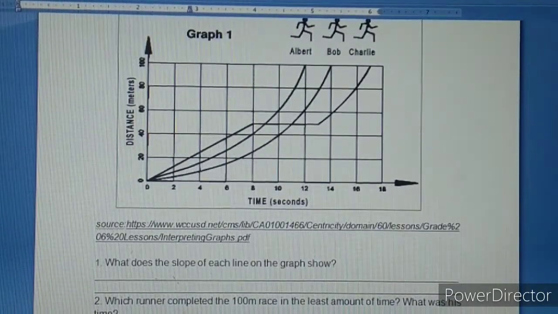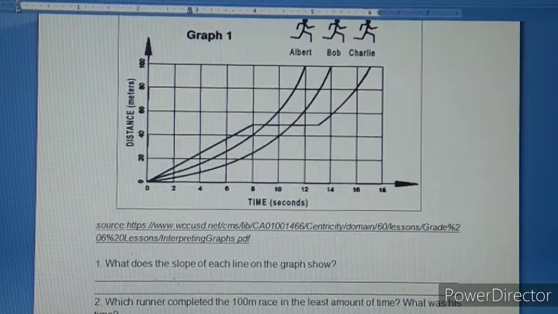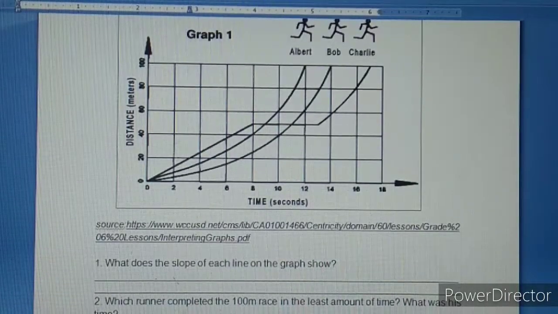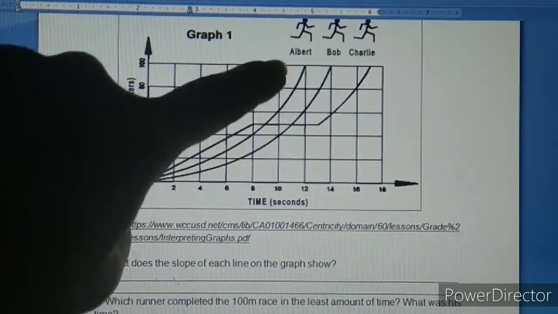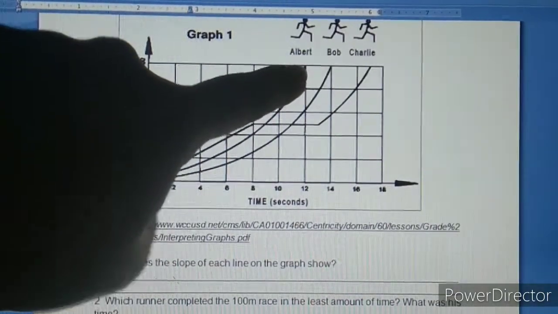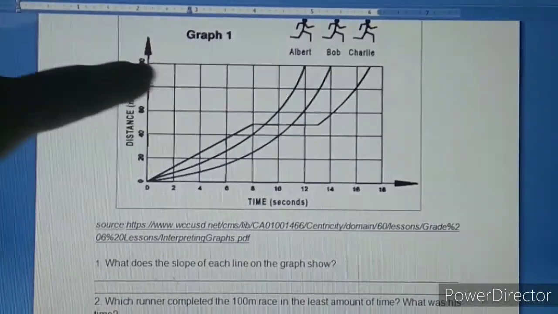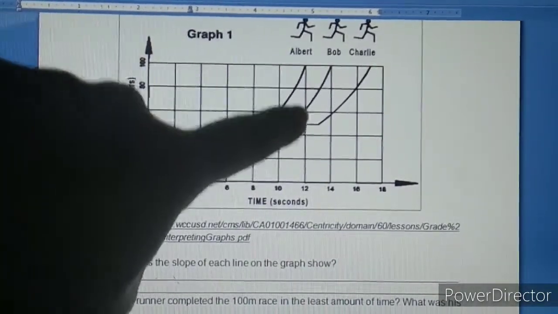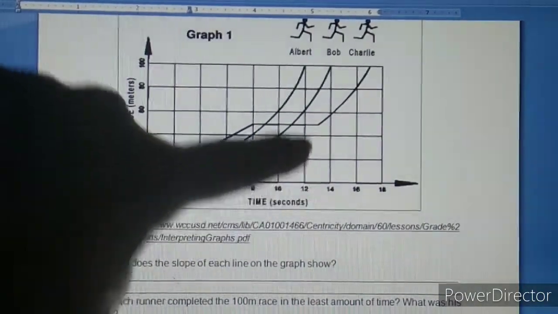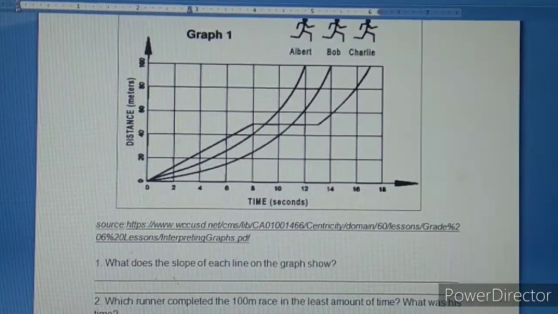Now let's move on to number 2. Which runner completed the 100 meter race in the least amount of time? What was his time? So the correct answer for number 2 is, okay, we have Albert. Albert completed the 100 meter race with only 12 seconds.